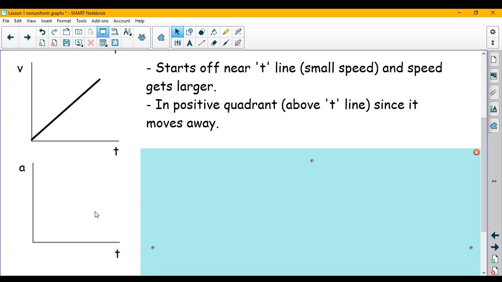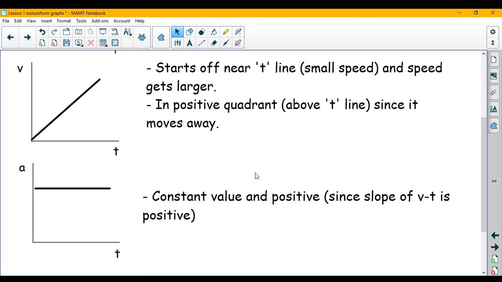Now, we didn't do the acceleration time graph in our lab because it would have been kind of boring to draw. You'll notice I have a straight VT graph, and the VT graph tells me what's going to happen here because the slope of this is the acceleration. That means that if this is a constant slope, I have a constant acceleration. This slope is positive, it's uphill, which means I will have a nice positive constant acceleration as well. So that will tell me it's a constant value and positive since the slope of the VT is positive.